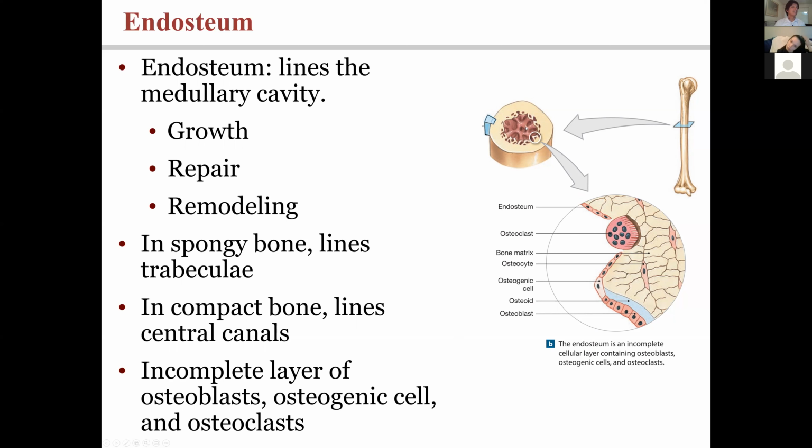Endosteum is present in the inner layer, also present in trabeculae, and any part that's incomplete is going to be due to the osteoclast having access to the calcifying matrix for resorption.